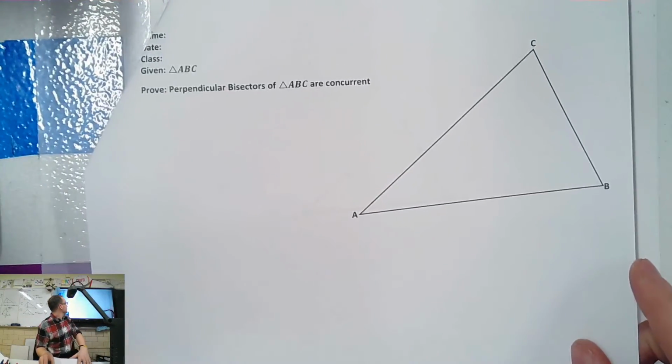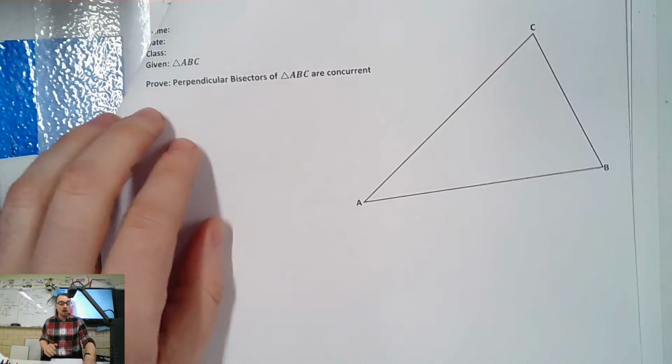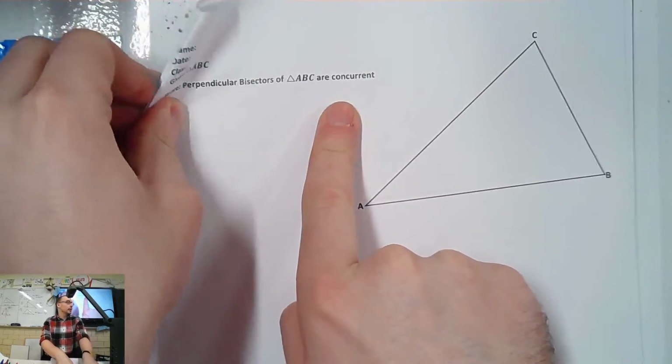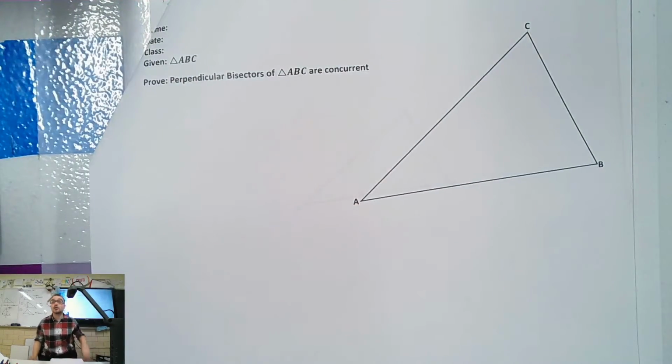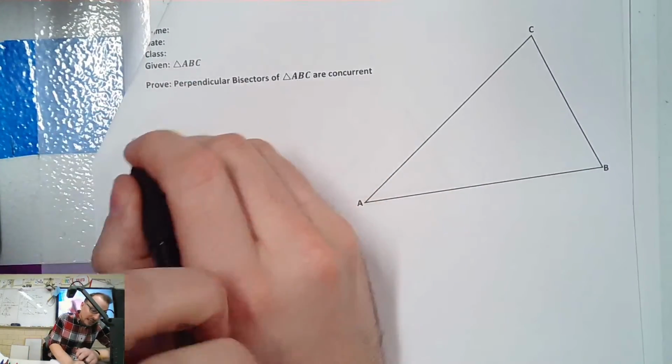Page 12. We're going to use the perpendicular bisector theorem to prove that all of the perpendicular bisectors of a triangle are concurrent, all intersect at one point, right? So here we go. First, we've got to create some perpendicular bisectors here, right? There aren't any. So I'm going to create some. So we're going to say let there be.